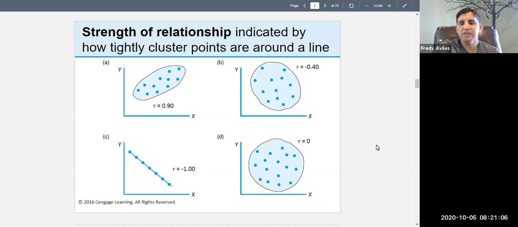Here we have R equals negative 0.40. So now the points cluster around a line with a negative slope.